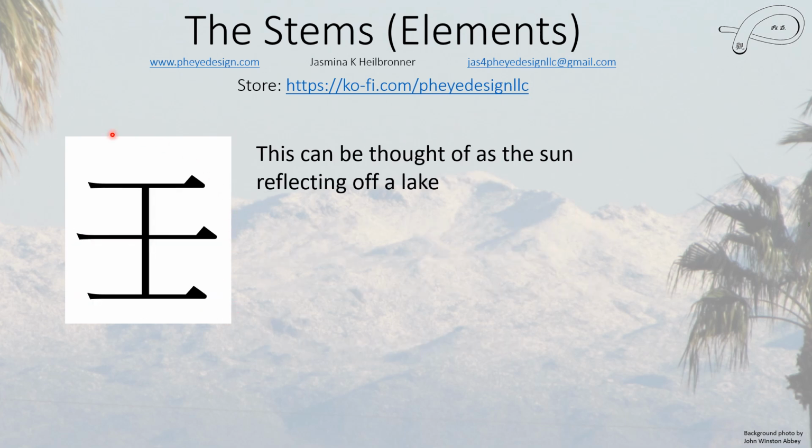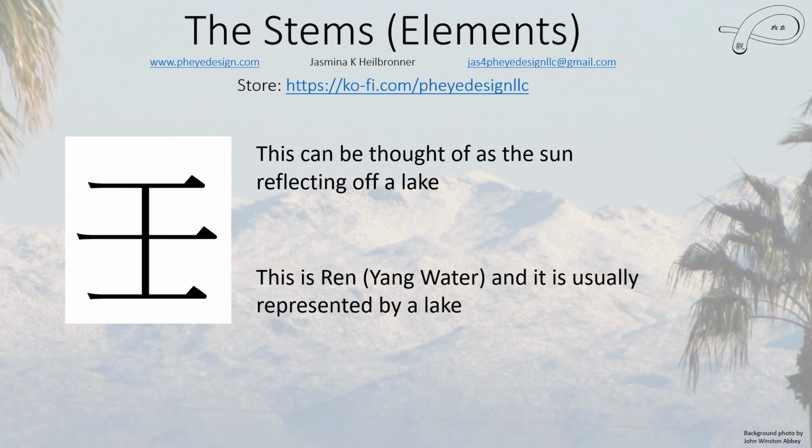Now, this one, to me, really looks like the sun setting and you see the reflection off of a lake. You do have a central thing right in line with the sun, but the ripples of the water will make the edges kind of shimmery, or a little bit changing. And this is Run, Yang water, and it's usually represented by a lake. Sometimes it could also represent a river or something else, but it's a body of water. It's not like mist. It is something you can step into and feel the water. Or you can dip a bucket in and take water out.